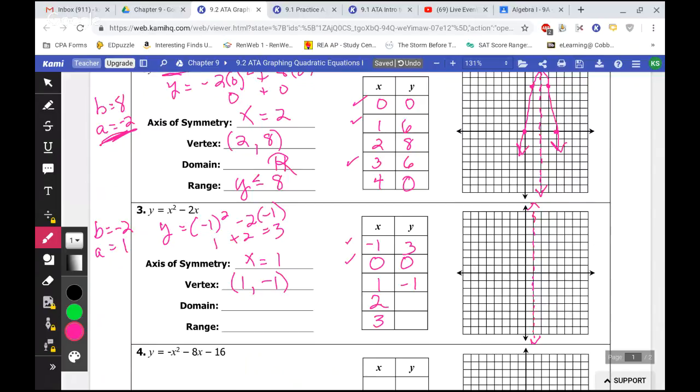Based on symmetry, what do you think the y-coordinate is going to be for 2? Grayson, do you have a guess? 0. Yes. Good job. What do you think the y coordinate for 3 is going to be?